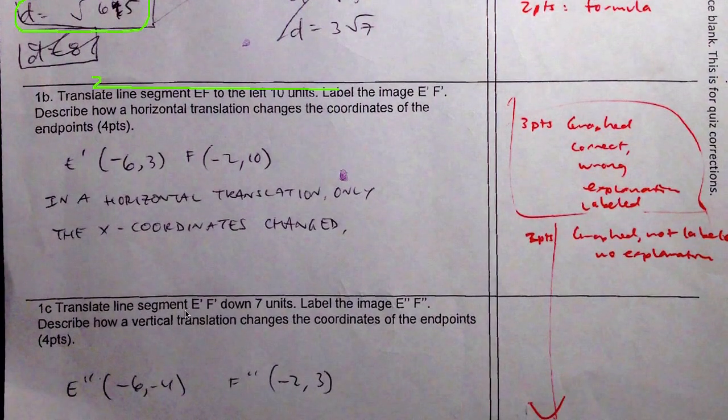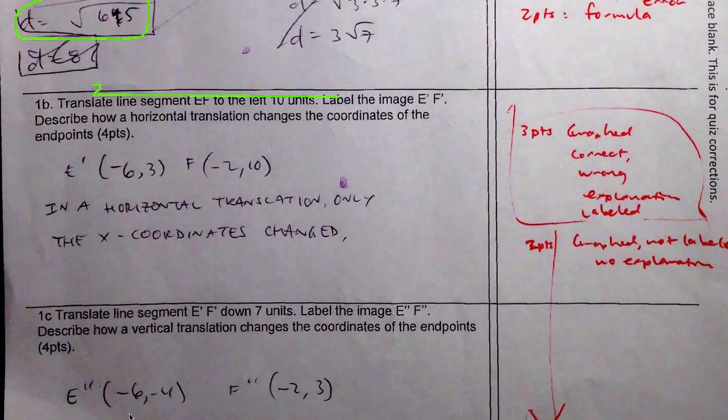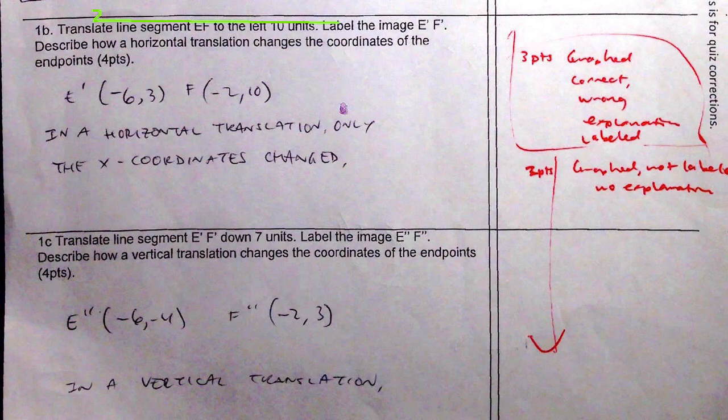1C, translate the segment E prime, F prime. So it would have been a mistake if you started here because it's telling you to start here now. And move it down 4, 6, 7 units down. So when you do that, you get E double prime is -6, -4, and F double prime is -2, 3. So in a vertical translation, the Y coordinate changes.